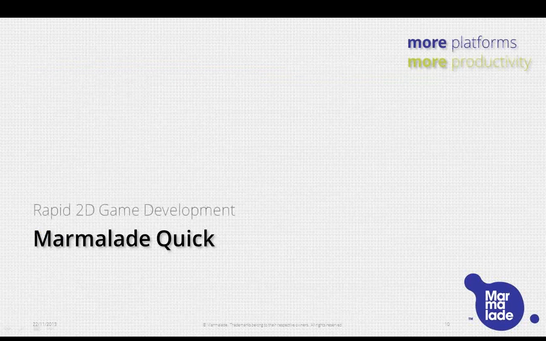So I'm going to talk about Quick for a little bit. I'm going to go into a little bit of detail about what Quick is and why we built it and how you can use it, and then we'll fire up the Marmalade Hub from Marmalade 7 and do a little bit of app development just to show you how Quick works, a little bit of physics and touch and so on.